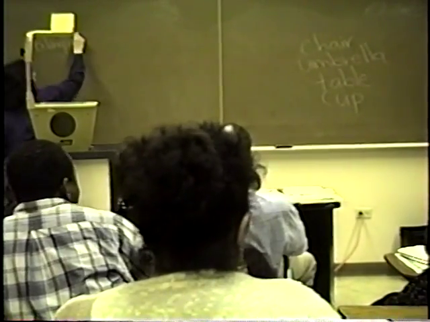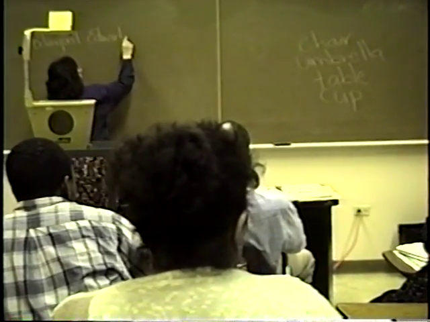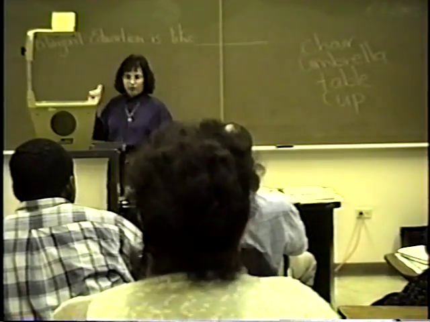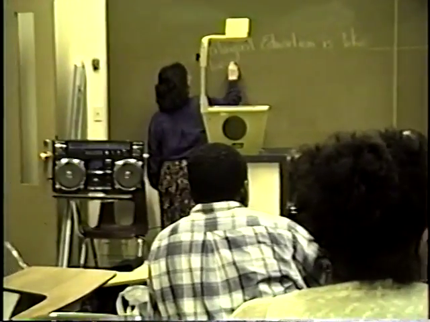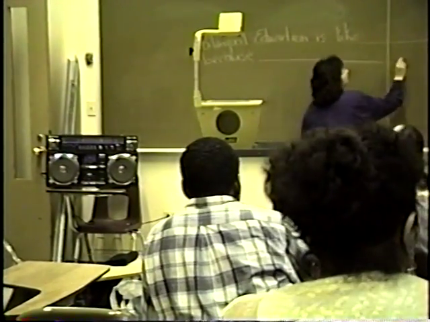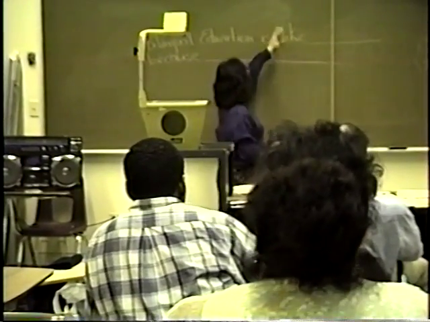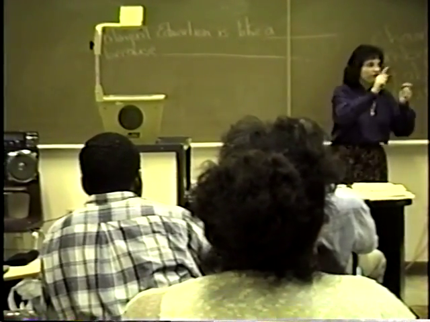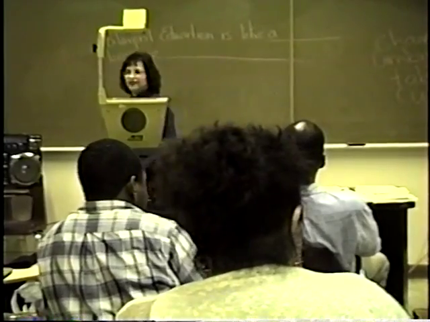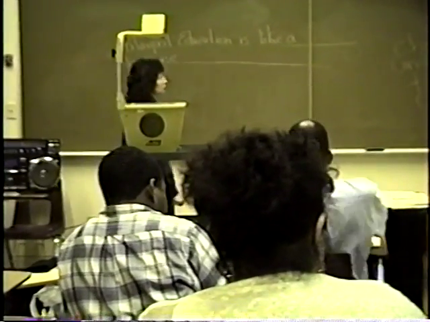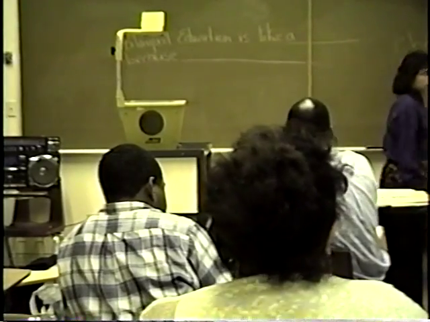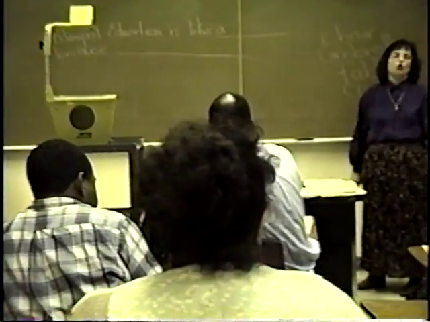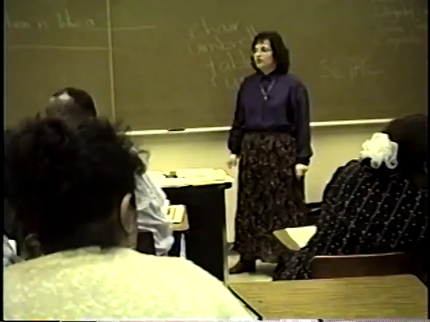Now, using that object that you chose, I want you to complete this sentence. Bilingual education is like blank, and you put that object there, because blank. Okay? Bilingual education is like a chair because whatever. You have 5 minutes to do that. And it has to be done by a group. You have to reach a consensus.